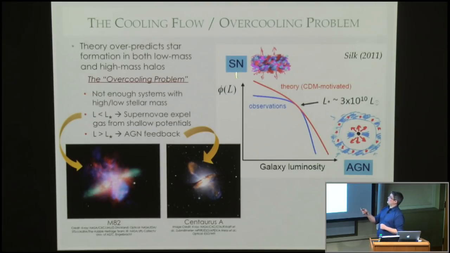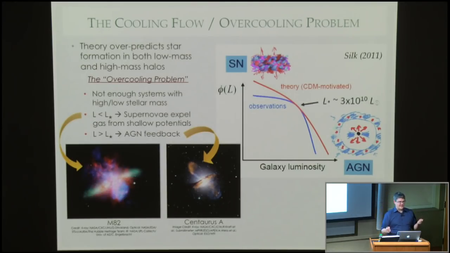So this is the number of galaxies above a given luminosity as a function of luminosity. The blue curve is observations, hand-drawn, but roughly observations. The red curve is theory. So if you just go out and count the number of halos above a given mass, that's this red curve. And so we have too few low luminosity galaxies and too few high luminosity galaxies. And so that means that star formation is inefficient in low mass galaxies and high mass galaxies.